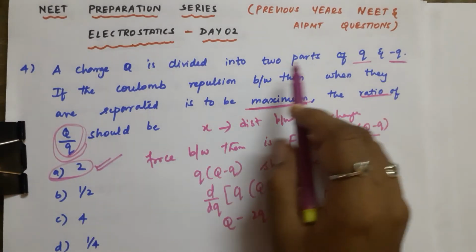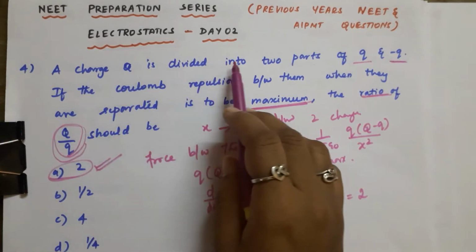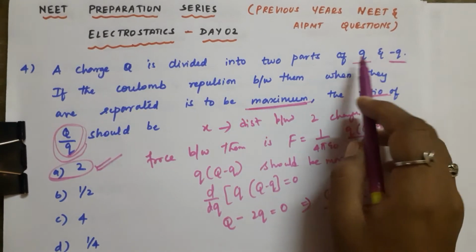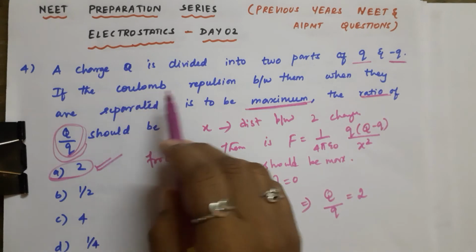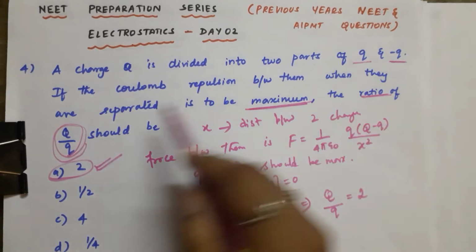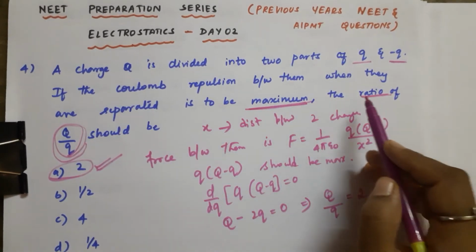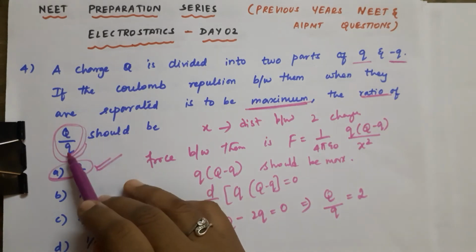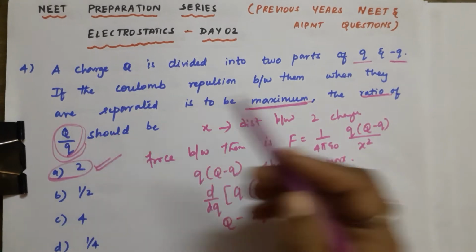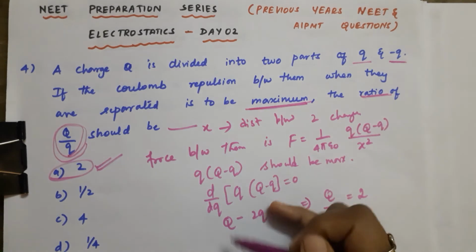So first read the question. A charge Q is divided into two parts of q and Q minus q. If the Coulomb repulsion between them when they are separated is to be maximum, the ratio of capital Q by small q should be what? That only we are finding here.